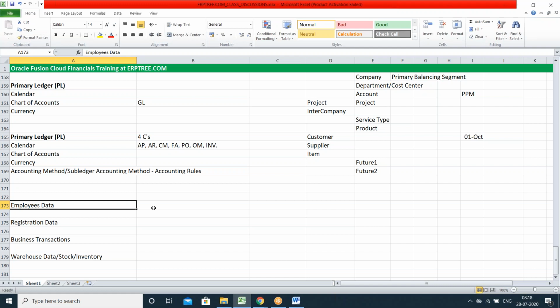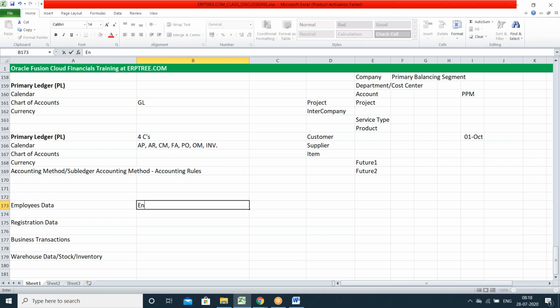If you want to maintain the employees information in the system, we have to create an enterprise. With the help of the enterprise concept, we can maintain the employees information in the system, but by using which applications? By using HCM applications. HCM stands for Human Capital Management.